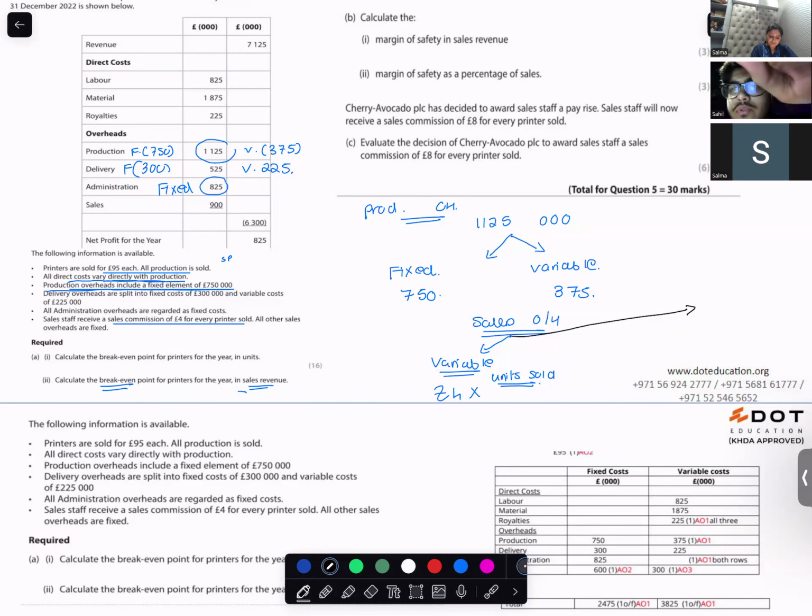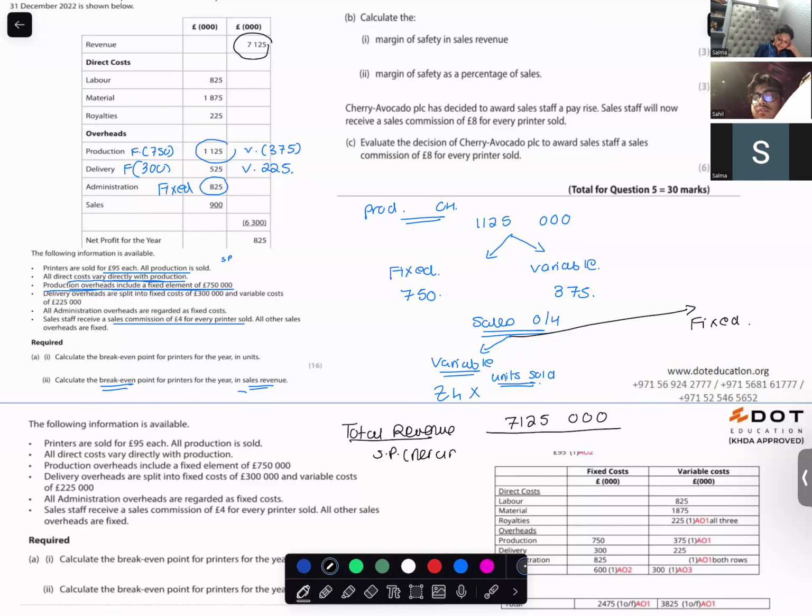You do not know the units sold, but you do know the revenue. I know my total revenue is 7,125,000. So I know my selling price per unit, and you just divide that. My selling price per unit is £95.